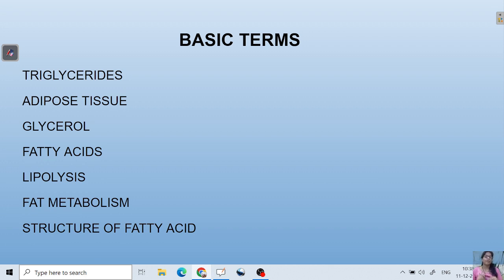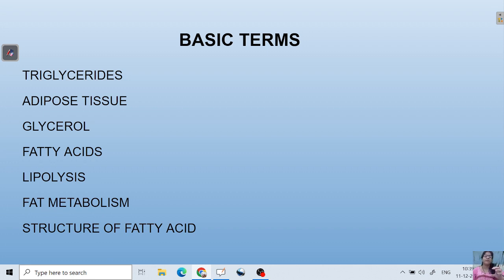And the structure of fatty acid: why does the structure of fatty acid need to be discussed? Because if you see the structure of fatty acid, you have an R group attached to the COOH group. And that R group depends upon the number of carbon atoms, the series of carbons that have been attached to that particular R group. It could be a 14 carbon compound, a 16 carbon compound, a 12 carbon compound, like that.